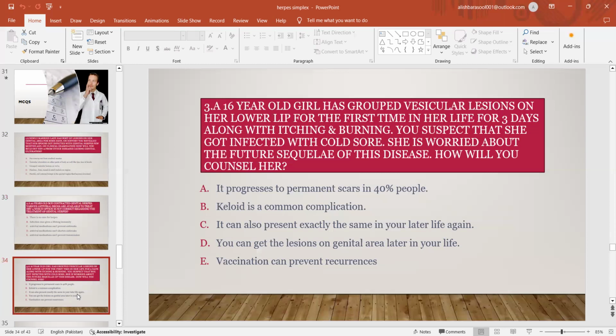A. It progresses to permanent scars in 40% people. B. Keloid is a common complication. C. It can also present exactly the same in your later life again. D. You can get the lesions on the genital area later in your life. E. Vaccination can prevent recurrences.